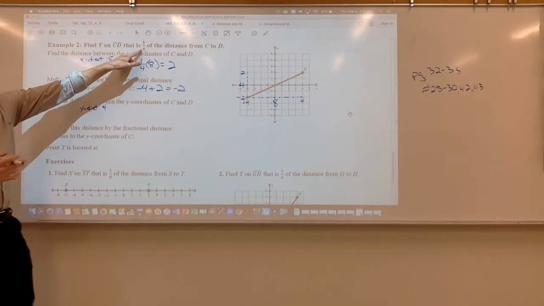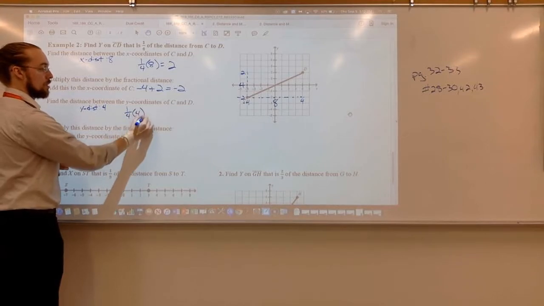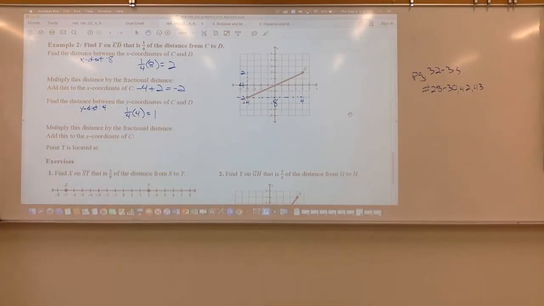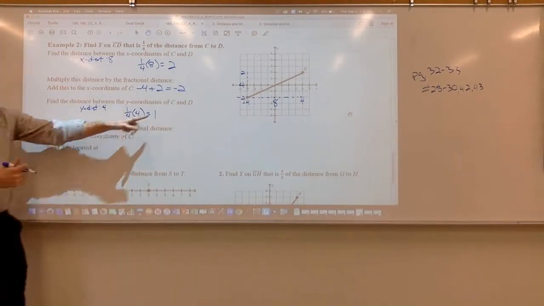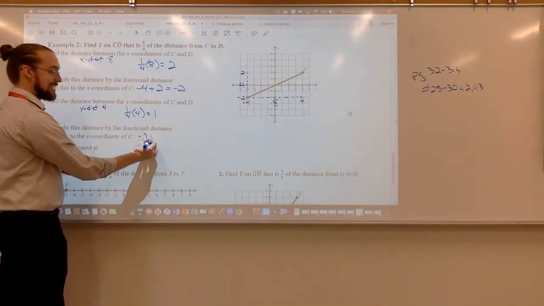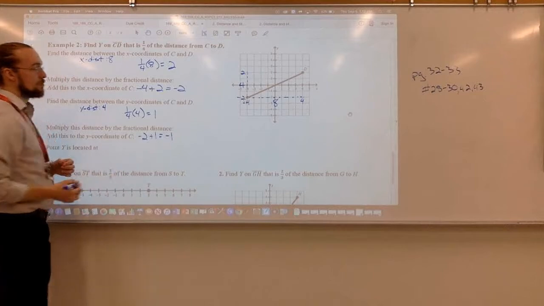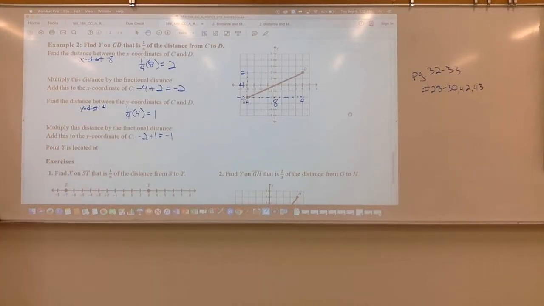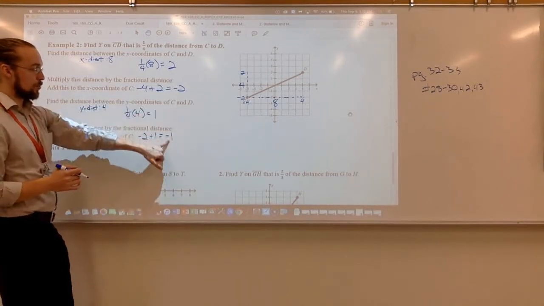But again, I only want 1/4 of that. So 1/4 of 4, I heard somebody say 1. Right? 1/4 times 4 is just 1. So again, that's not my answer. That's how far I want to travel. So I'm starting at a y coordinate of -2. And I'm traveling a distance of 1. So I'm going to end up at a y coordinate of -1. So my final answer is the coordinate point, -2, -1.